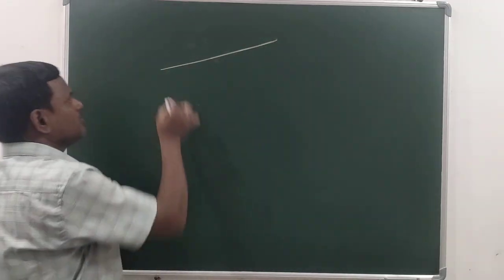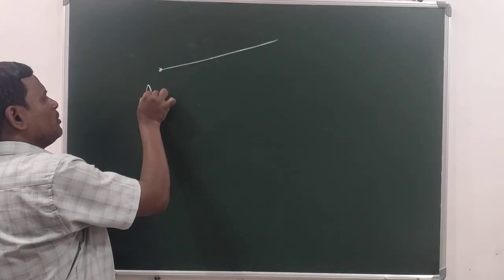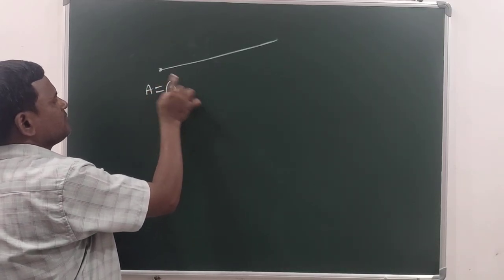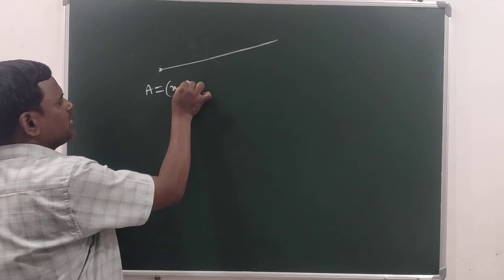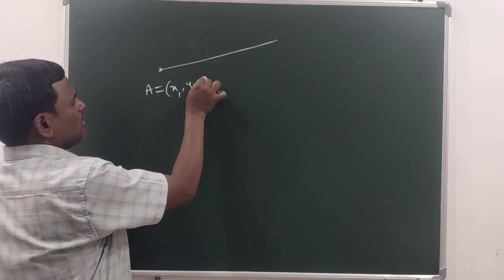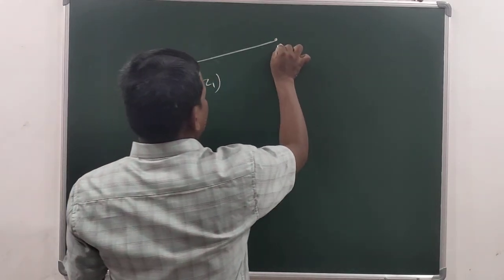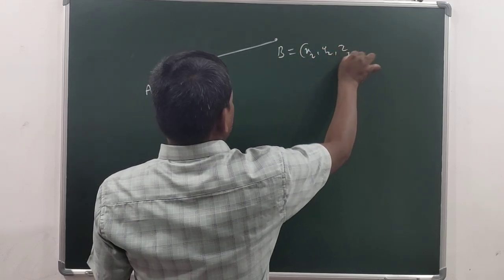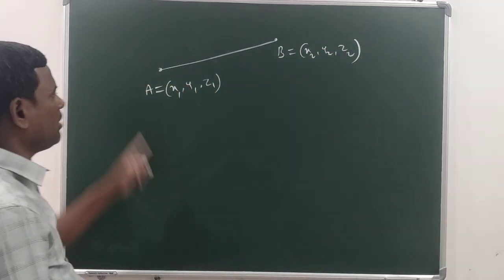Here there is a line whose coordinates are given. One end of the line has coordinates x1, y1, z1, and the other end has coordinates x2, y2, z2. Now I want, see, what is given here?